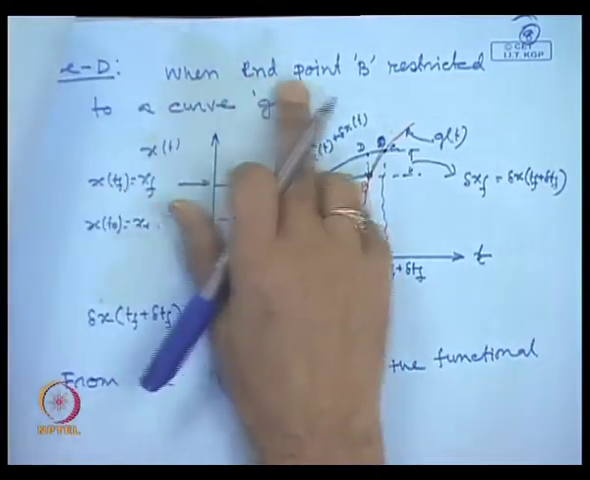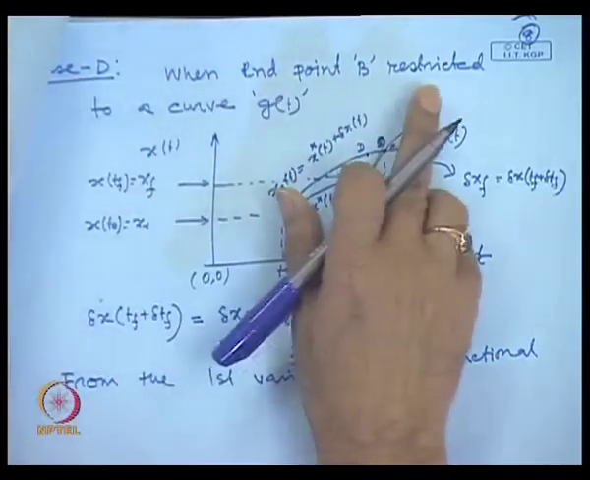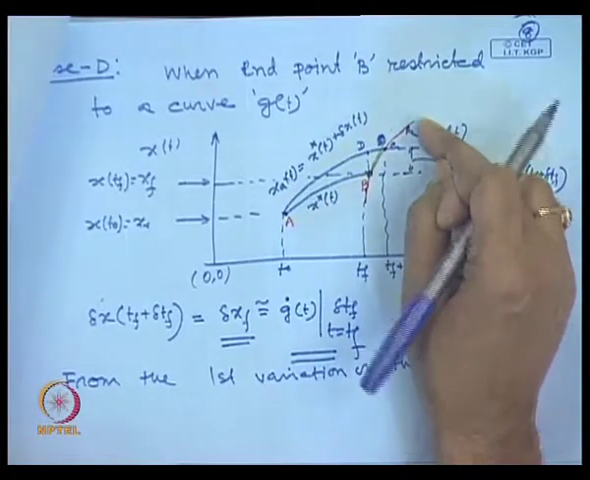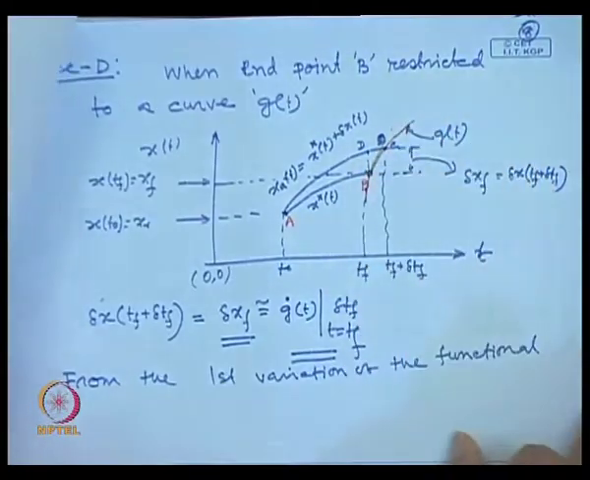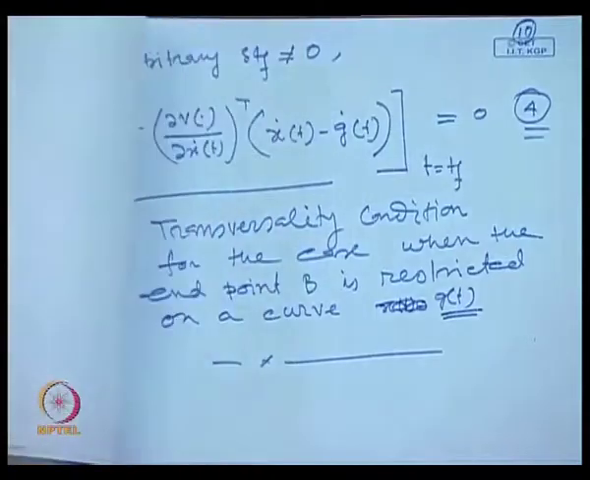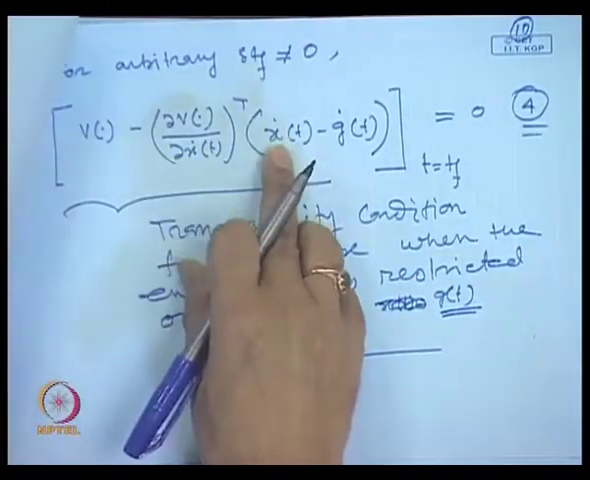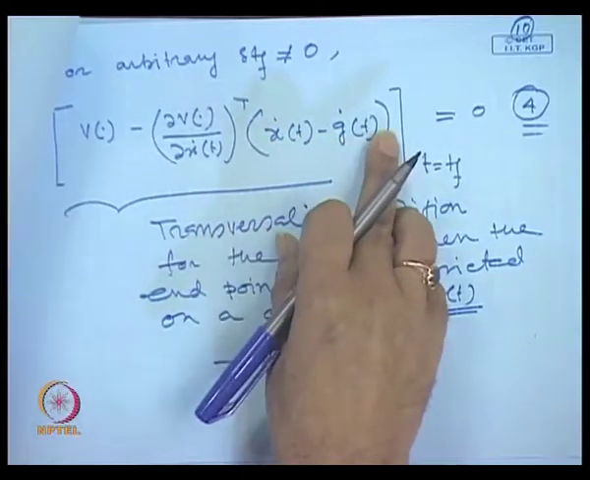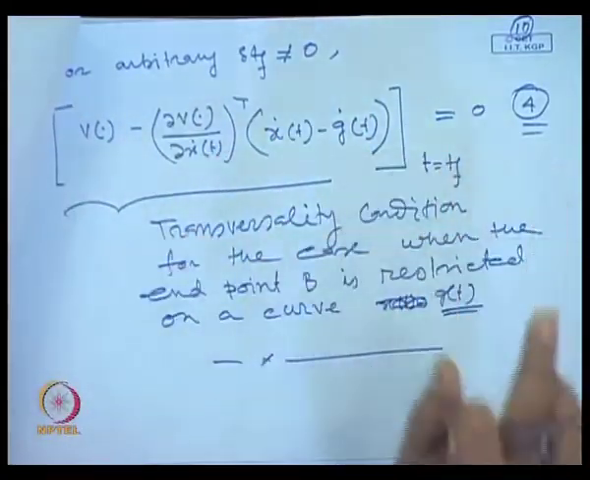Further, we have considered the next case, case 4, when the end point is restricted to a curve, which is a function of t. In this case you will get a transversality condition: x dot of t minus g dot of t at t equal to tf. This equation you have to solve.